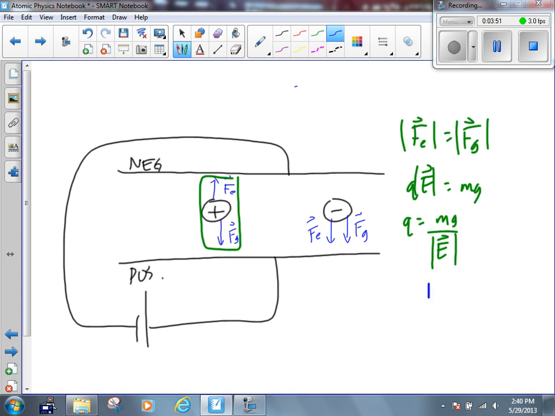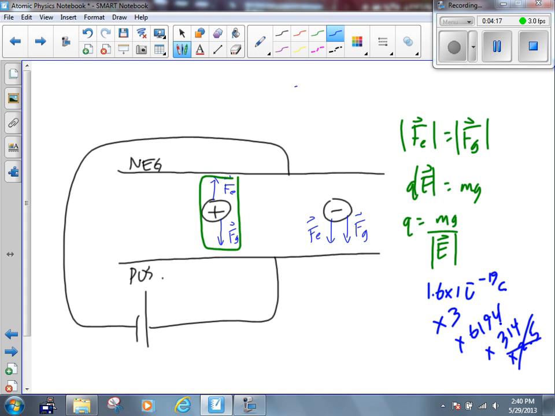Well, it could be 1.6 times 10 to the minus 19. Or it could be 3 times that. Or it could be 6,194 times that. Or it could be 314 times that. It can't be 2.5 times that.